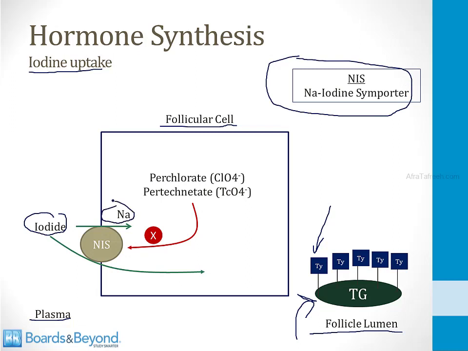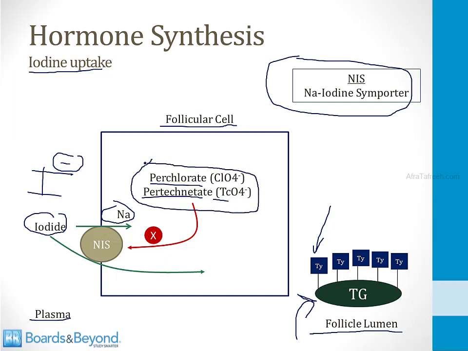Now remember, a lot of the iodide sitting in plasma is part of a salt, so it is iodine with a negative charge, and this symporter can also import other negatively charged ions like perchlorate, which is chloride bound to 4 oxygens, or pertechnetate, which is technetium bound to 4 oxygens. Both of these can also be picked up by the NIS symporter, and that means that they can compete with iodine, and therefore they are inhibitors of the NIS pump.